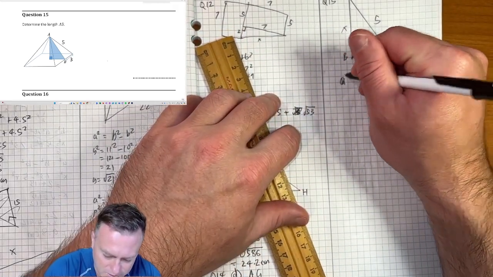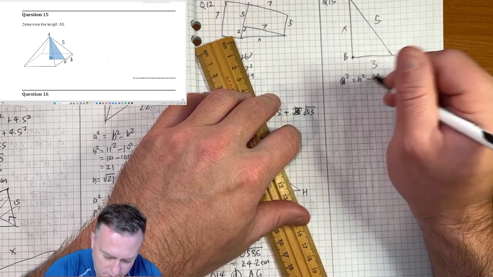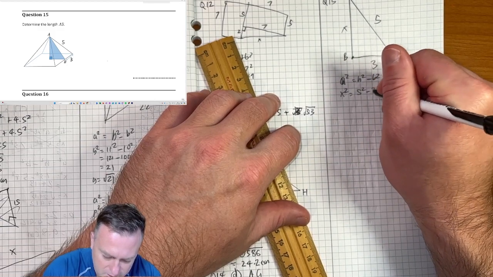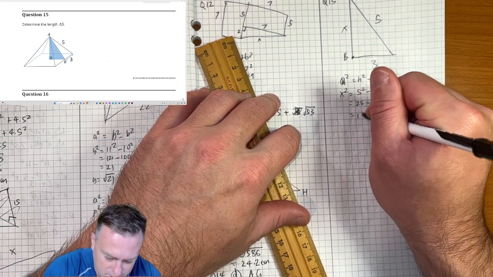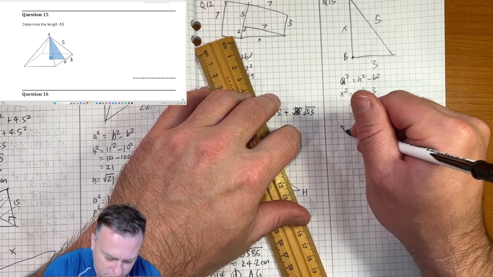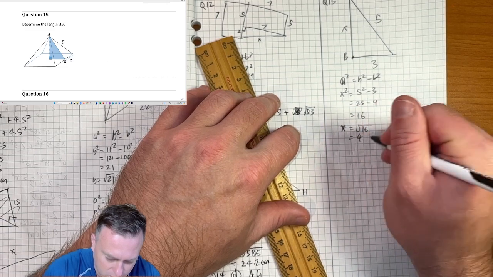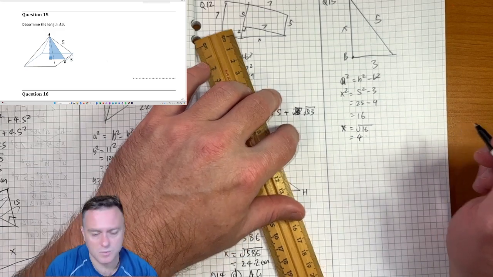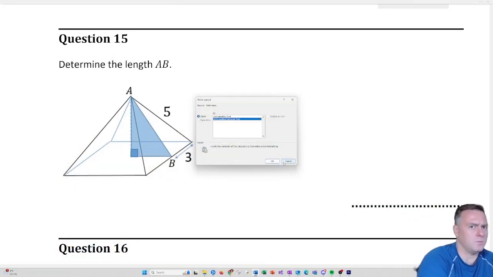So we'll go through the process. So a squared equals h squared minus b squared. x squared equals 5 squared minus 3 squared, which gives you 25 minus 9, which gives you 16. Therefore, x by itself equals the square root of 16, which then equals 4. But it doesn't have measurements. Cool, so just 4.